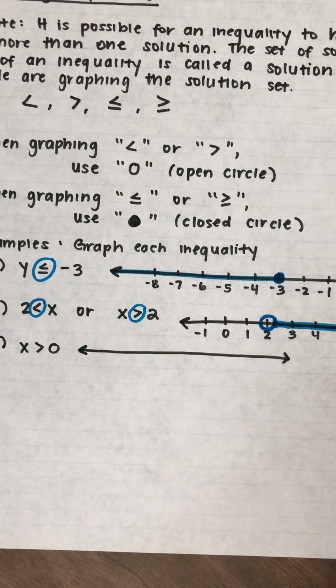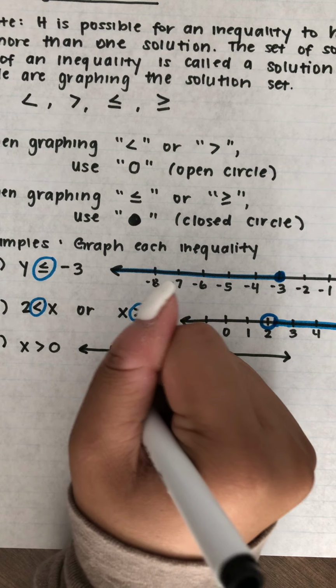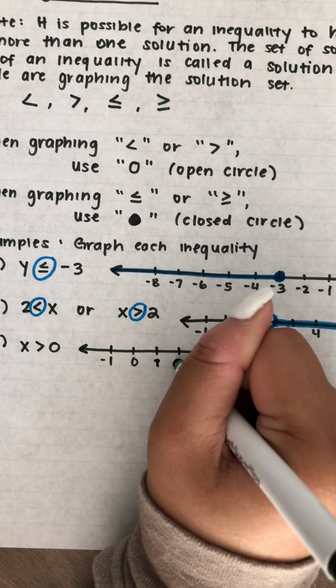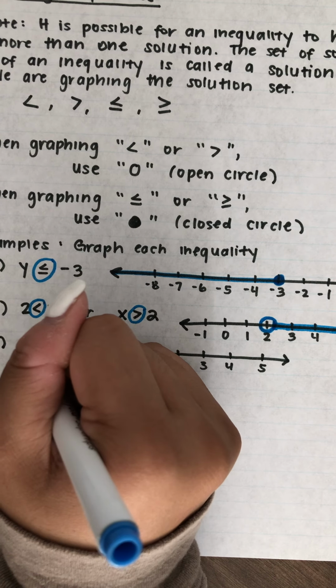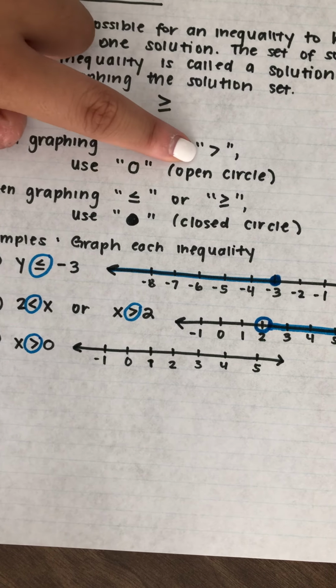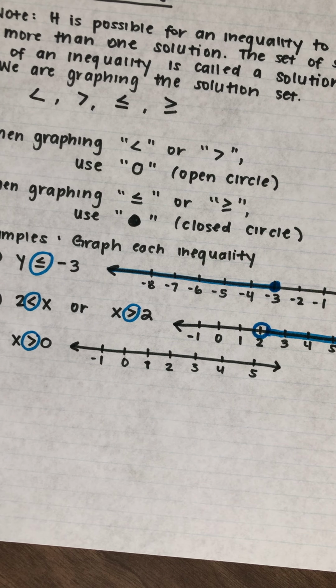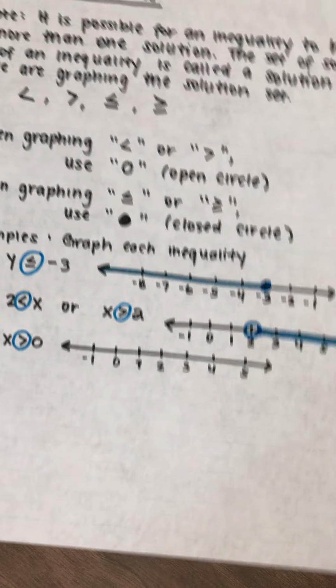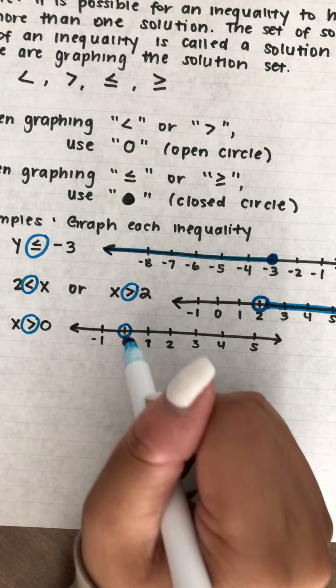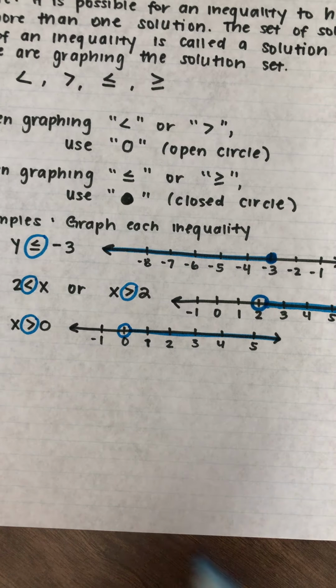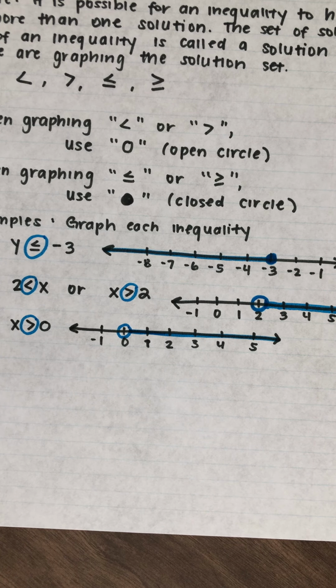So we have x is greater than 0. Again, our sign is greater than, and whenever graphing a greater than, we're going to use an open circle, which signifies that this number is not part of our solution. So I'm going to go ahead and put an open circle on 0. And since x is greater than 0, I'm going to go ahead and shade our number line to the right because those numbers are greater than 0. Go ahead and pause and rewind this video as many times as you need to before you go on with me.